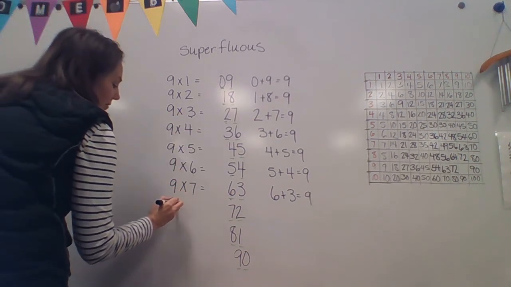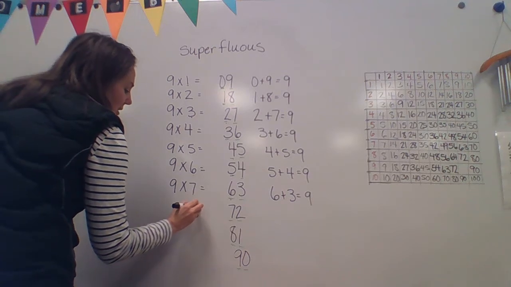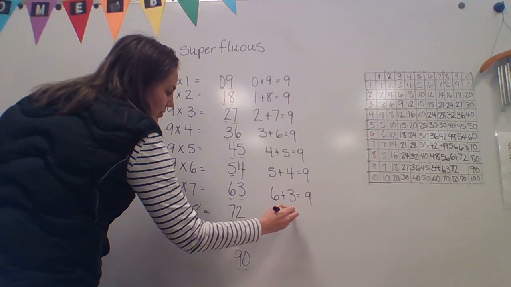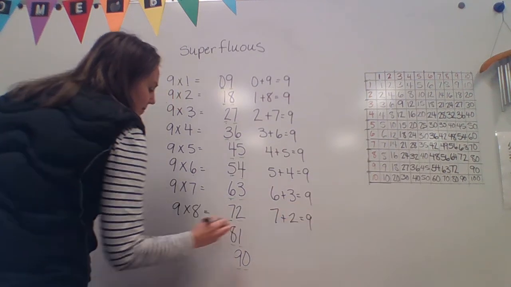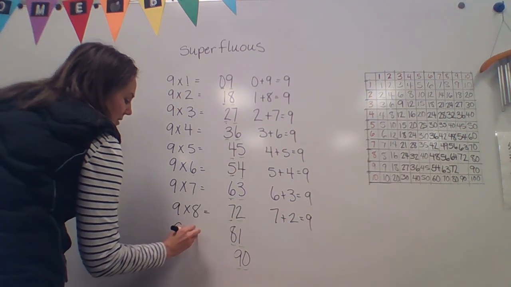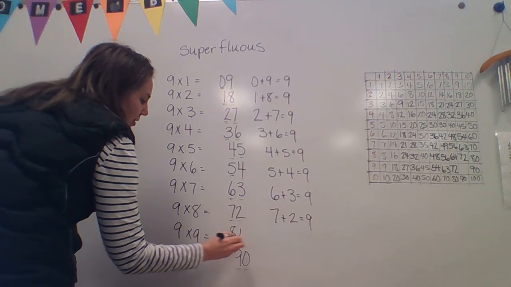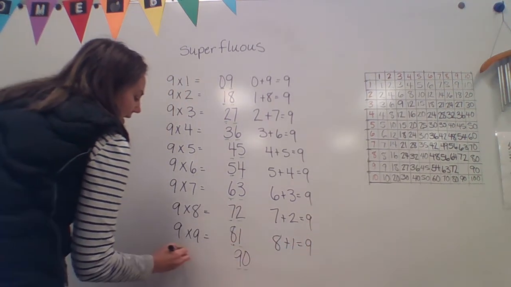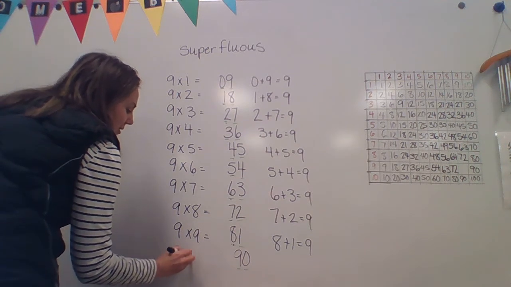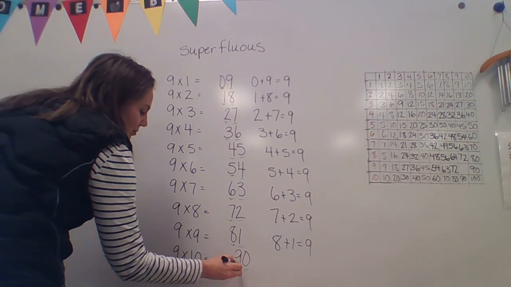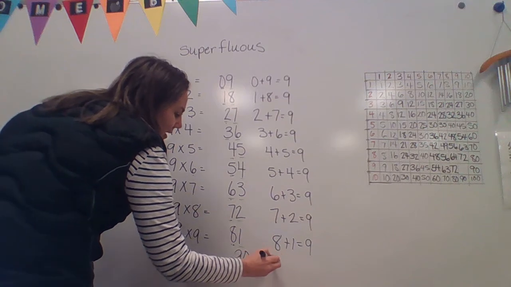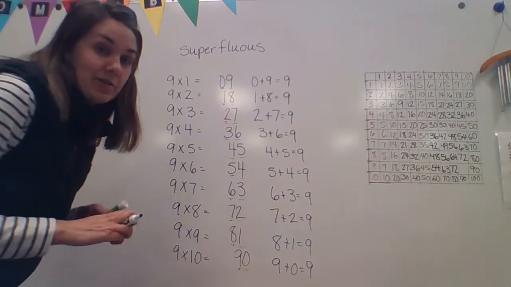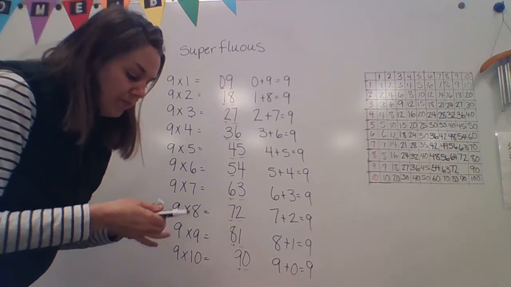All right, 9 times 7, 9 times 8. Tens, 1 less than 8. 7 plus 2 equals 9. 9 times 9, tens place is 1 less. 8 plus 1 equals 9. And 9 times 10, tens place is 1 less than my other factor, and 9 plus 0 equals 9. Okay, so that's the second mind blow.